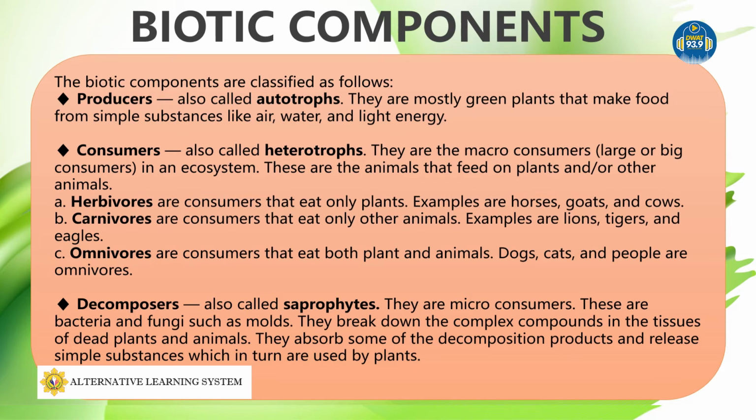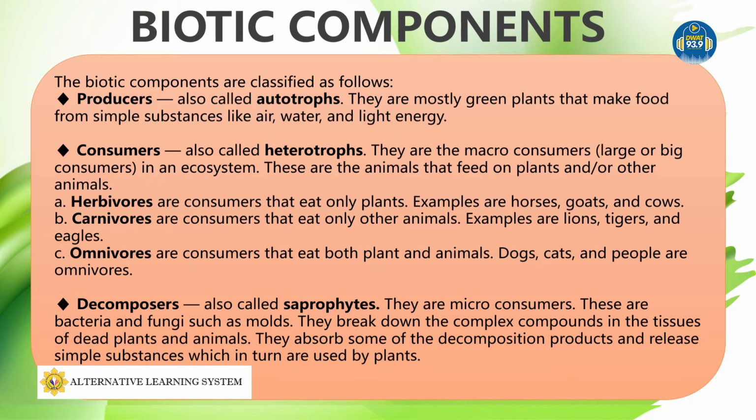Herbivores are consumers that eat only plants. Examples are horses, goats, and cows. Carnivores are consumers that eat only other animals. Examples are lions, tigers, and eagles. Omnivores are consumers that eat both plants and animals. Dogs, cats, and people are omnivores.